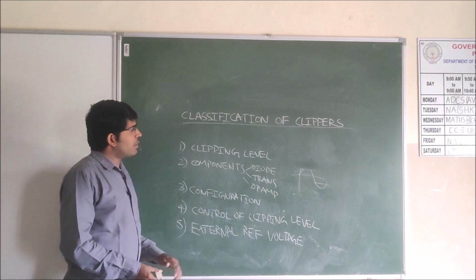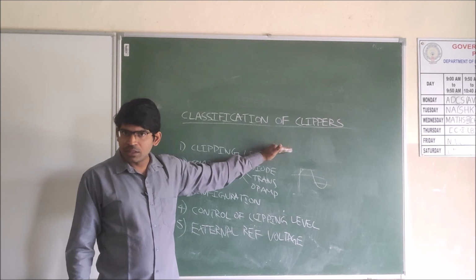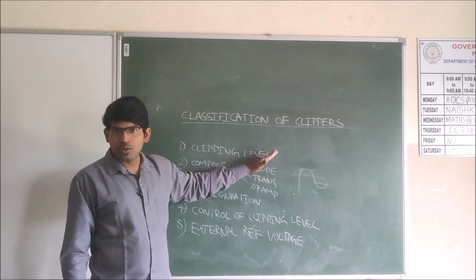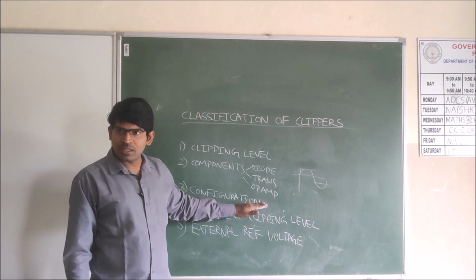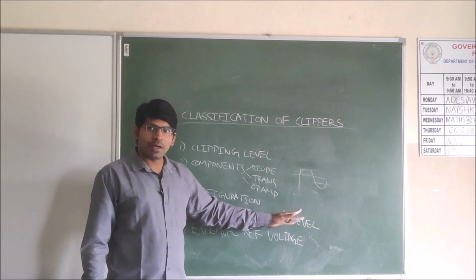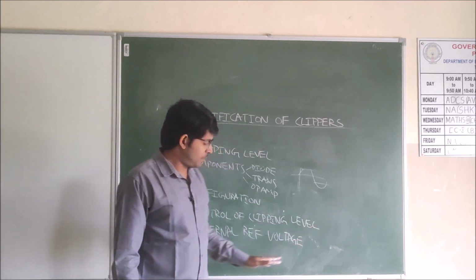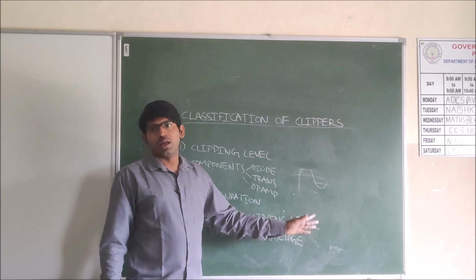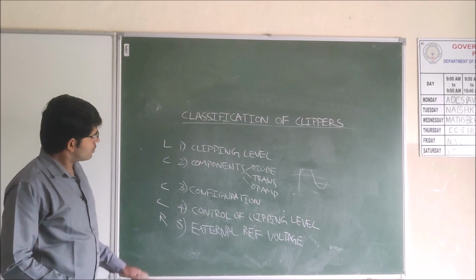So according to clipping level, the clippers are classified into positive clippers, negative clippers and double-ended clippers. According to components: diode, transistor and op-amp clippers. According to configuration: series clipper and shunt clipper. According to control of the clipping level: fixed and adjustable clippers. And according to the external reference voltage: biased and unbiased clippers. So this is the code.